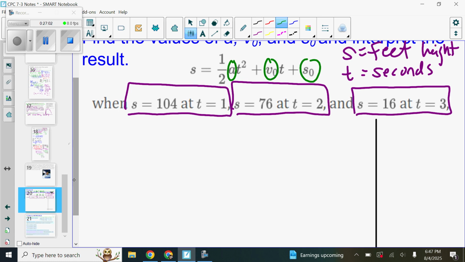So first order of business, we need to write these three position equations. So we're going to do each of them. We're going to do all three of those scenarios. All right, so let's start with scenario number one. When S is 104 and T is 1. So all I'm going to do is substitute in 104 for S, and I'm going to put in 1 for T.